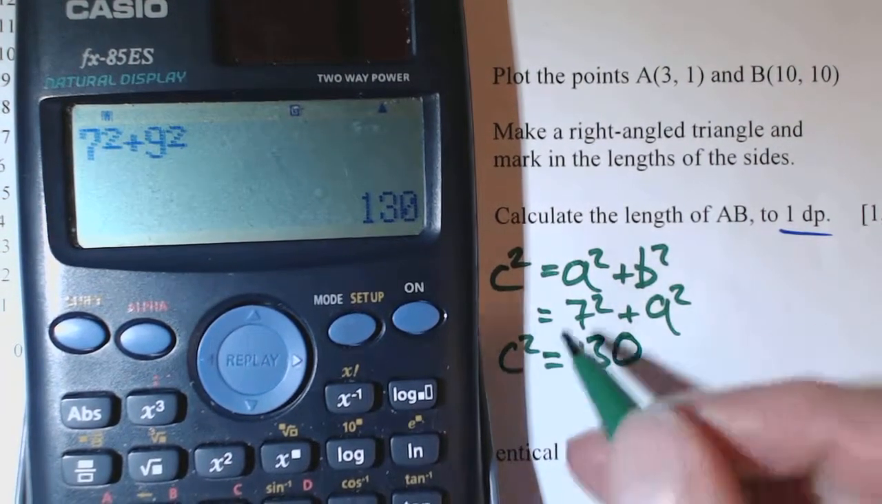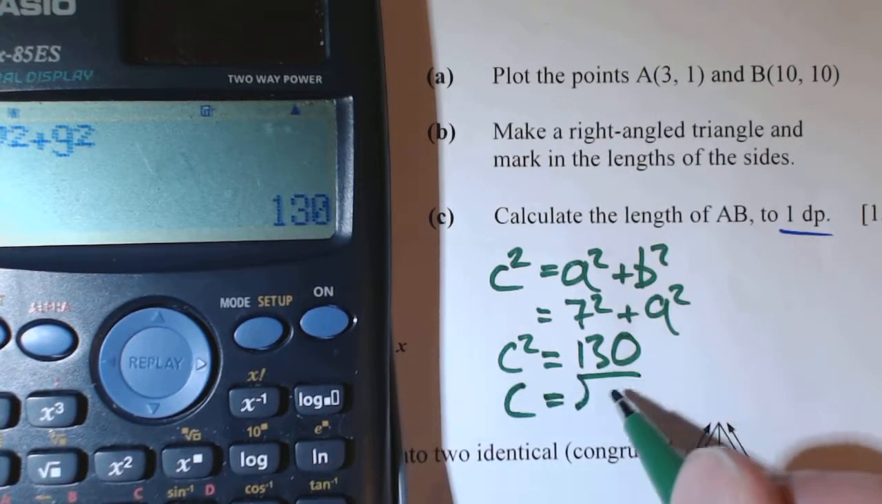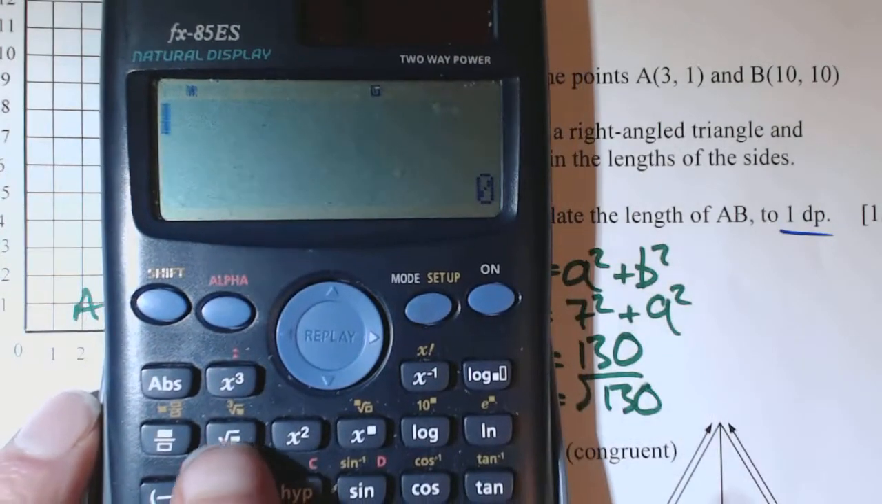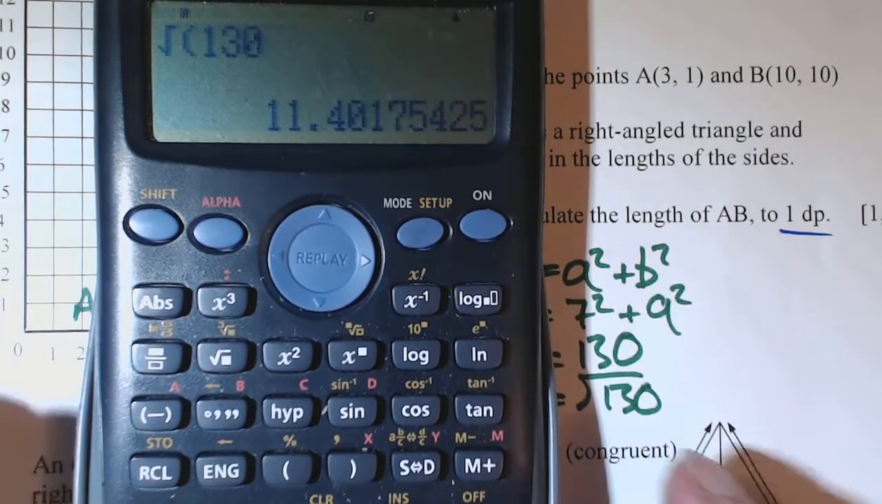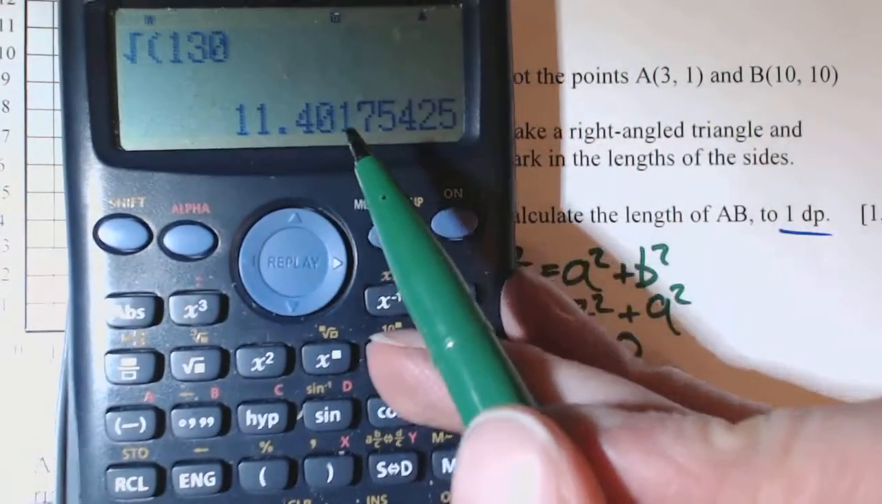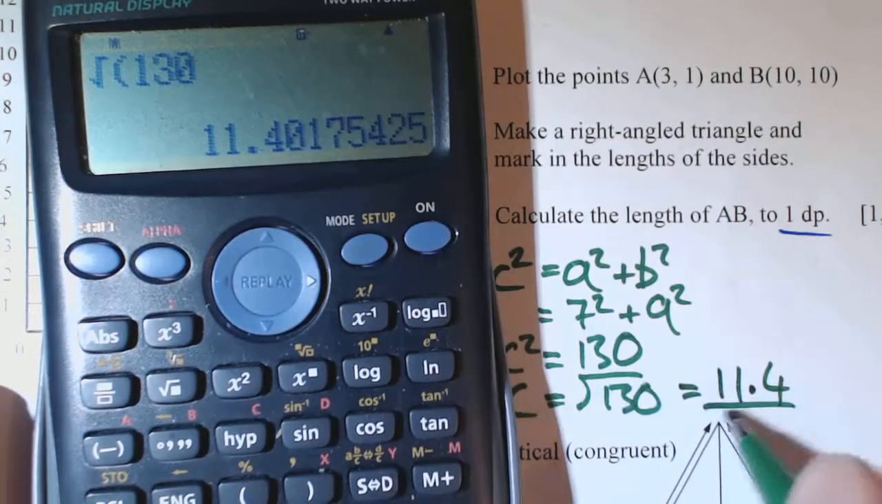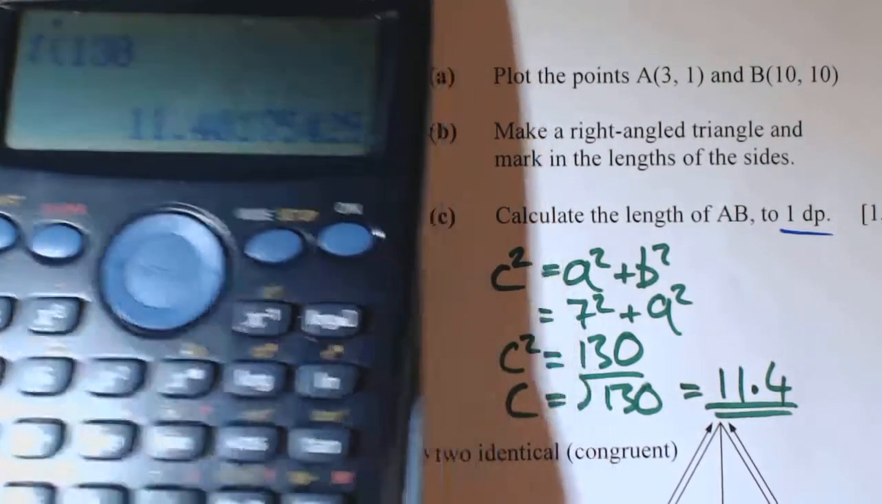And again, you just then find the square root. Okay, so C equals the square root of 130. So if you then press the square root sign, type in 130. Remember, 1 decimal place, so that is 11.4. Okay, so that is your answer to 3, right? So that's 11.4.